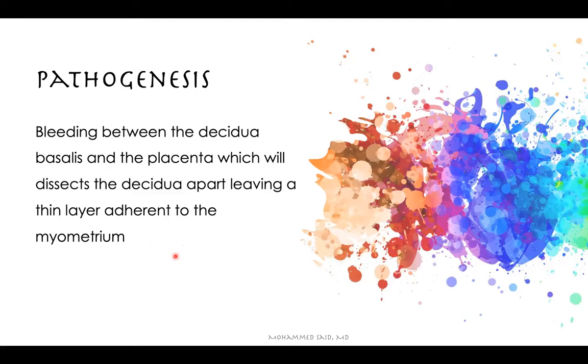So what's the pathogenesis behind that? I would say it's bleeding between the decidua basalis and the placenta. This will dissect the decidua apart, leaving a thin layer adherent to the myometrium. Basically, the placenta is made from the chorion, which is the fetal part, and the decidua, which is the maternal part. So when you have the bleeding, you start dissecting the decidua, leaving it attached to the myometrium, and then start separating the placenta. That's exactly what happens.